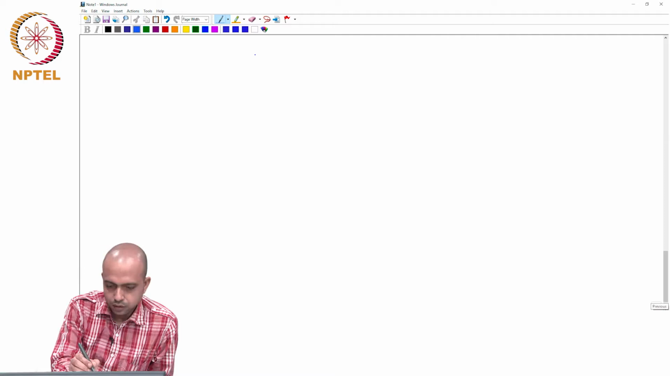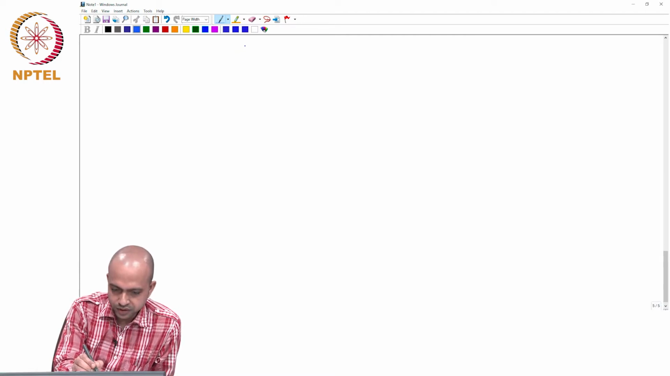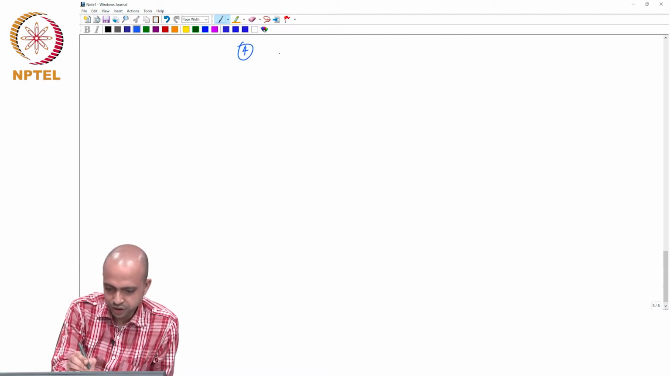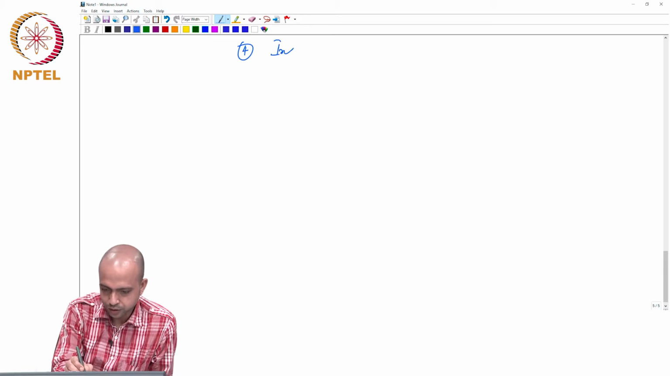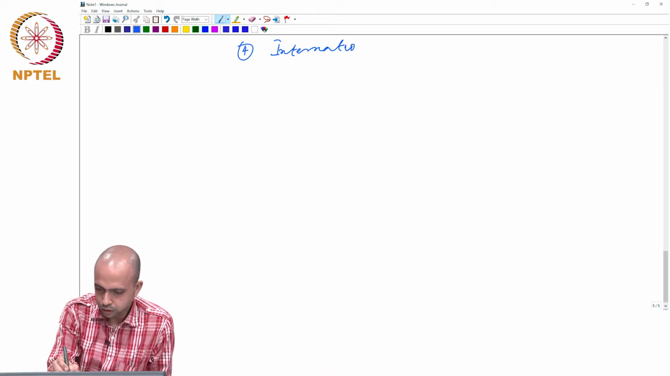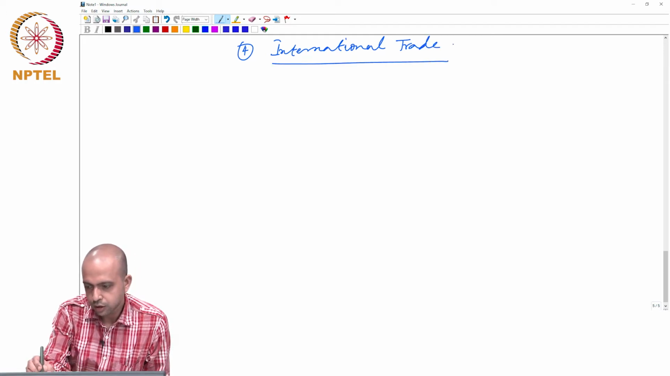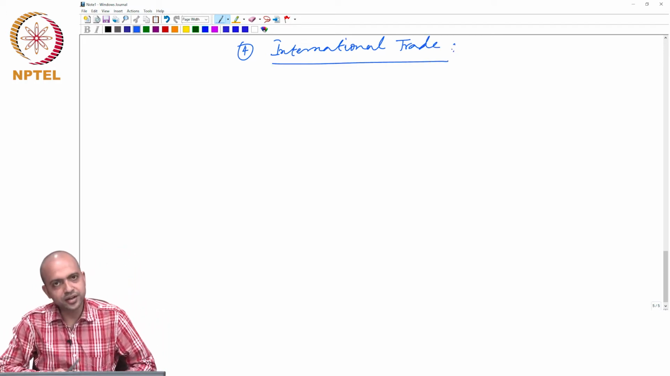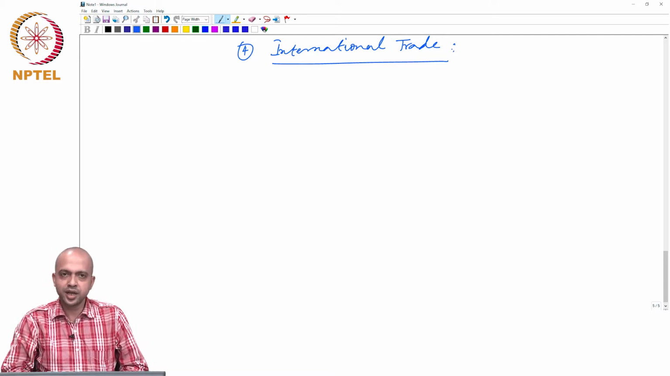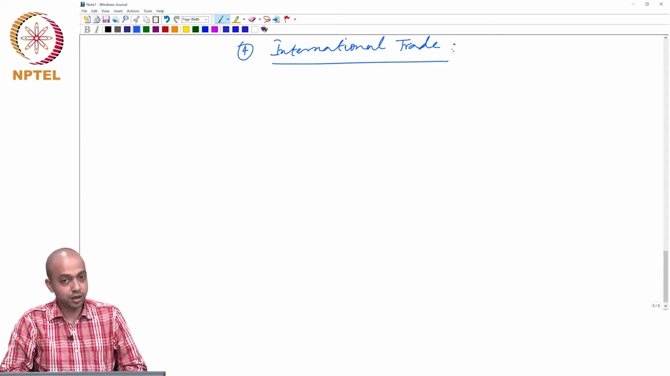Then thirdly, this is the fourth explanation that we give, through international trade. Now, how can international trade actually explain the EKC type of relationship between emission and income per capita? Can you think of what is the role of international trade here?